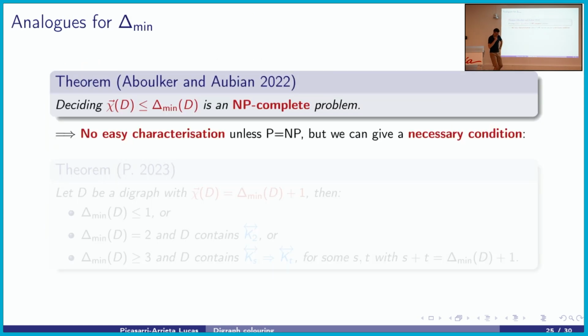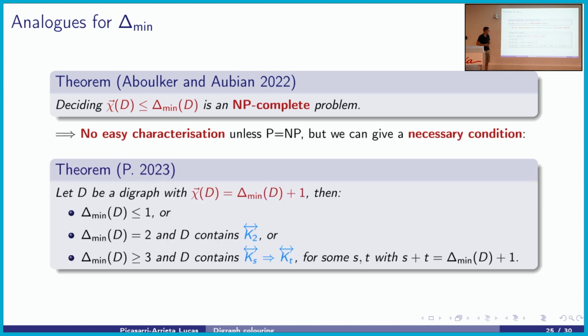But there is little hope for such a characterization because, and this is a result of Aboulker and Aubian, deciding if the dichromatic number is at most delta min is already an NP-complete problem. So we cannot expect an easy characterization. But still, we can look for necessary conditions for a digraph to have dichromatic number delta min plus 1. And this is a contribution of mine: if a digraph D has dichromatic number exactly delta min plus 1, then one of the following holds.